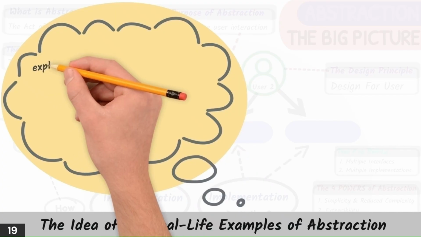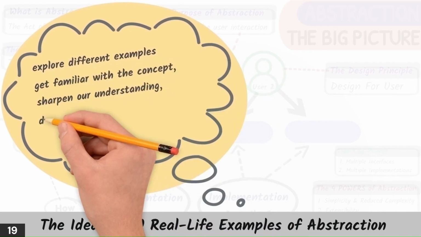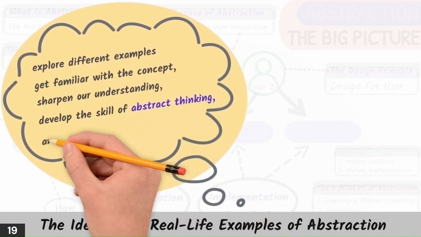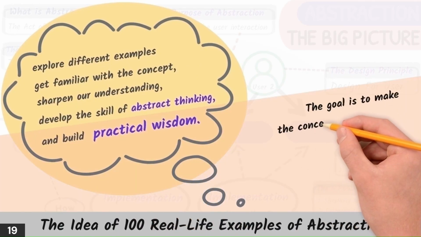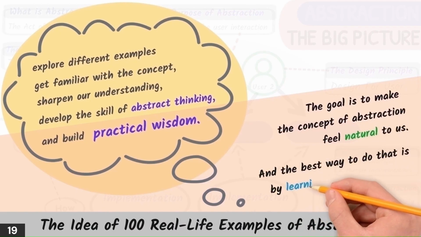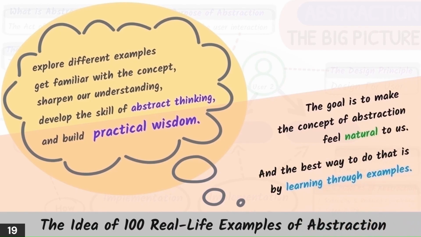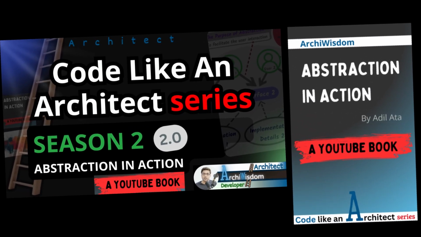The point here isn't to create a definitive list of real-life abstractions. The idea is to explore different examples, get familiar with the concept, sharpen our understanding, develop the skill of abstract thinking, and build practical wisdom. The goal is to make the concept of abstraction feel natural to us. And the best way to do that is by learning through examples. That's why you will see plenty of real-life and coding examples throughout this season. Season 2 of the Code Like an Architect series, Abstraction in Action.